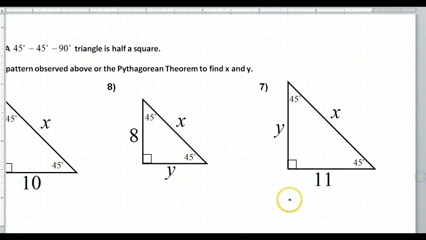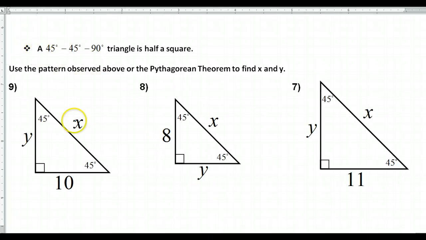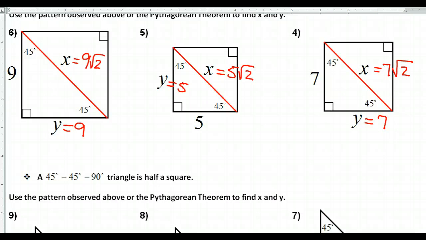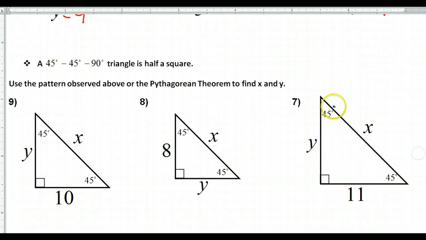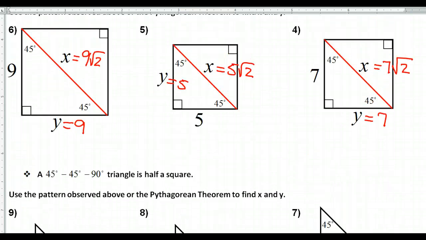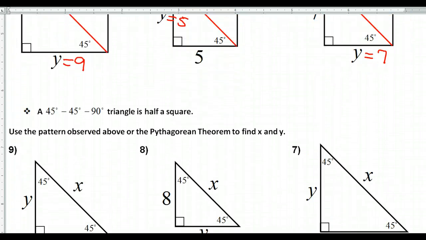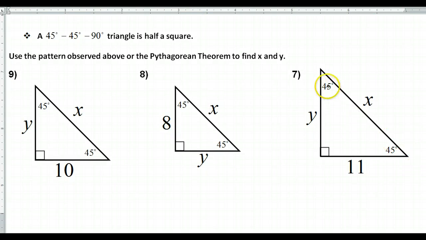So look at number 7. Just understand this little bullet here. Do you see the relationship between these? If you take a square and split it in half, one side of the square is always going to be this 45, 45, 90 triangle. So on the other hand, if you see a 45, 45, 90 triangle, you can think of it as being half of a square. So everything that we learned up here is still going to apply down here. Because this is a 45, 45 triangle, just think of it as half of that square.